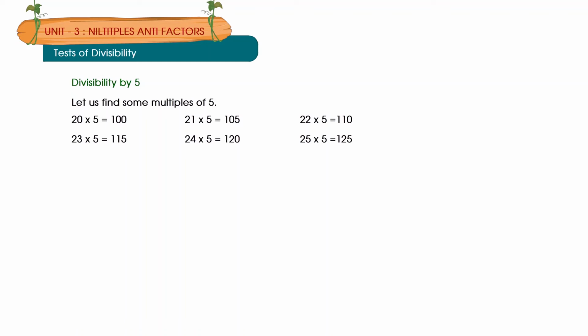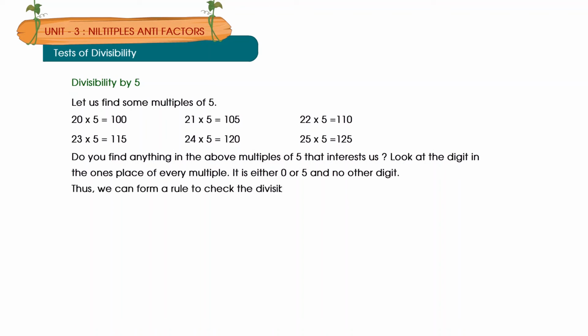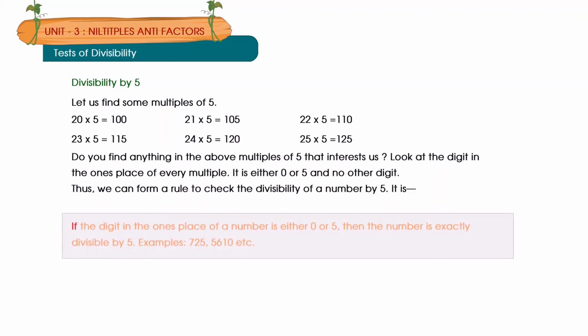Do you find anything in the above multiples of 5 that interests us? Look at the digit in the ones place of every multiple. It is either 0 or 5 and no other digit. Thus, we can form a rule to check the divisibility of a number by 5. It is, if the digit in the ones place of a number is either 0 or 5, then the number is exactly divisible by 5.